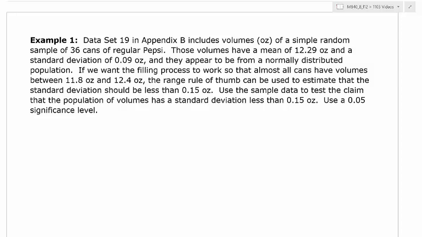If we want the filling process to work so that almost all cans have volumes between 11.8 ounces and 12.4 ounces, the range rule of thumb can be used to estimate the standard deviation should be less than 0.15 ounces. Use the sample data to test the claim that the population of volumes has a standard deviation less than 0.15 ounces. Use a 0.05 significance level.